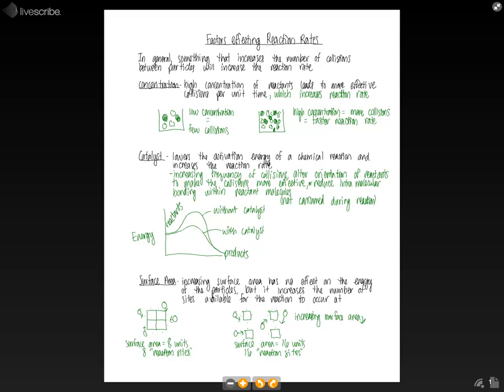So by increasing surface area, we get more reaction sites, which results in a faster reaction. And so that is how concentration, catalyst, and surface area affect reaction rates.